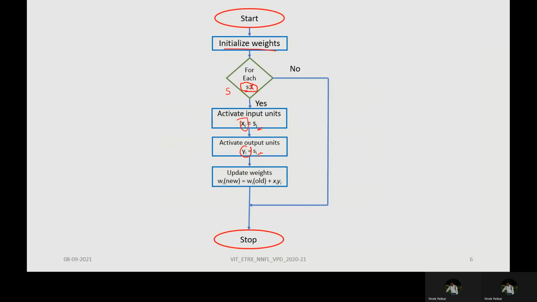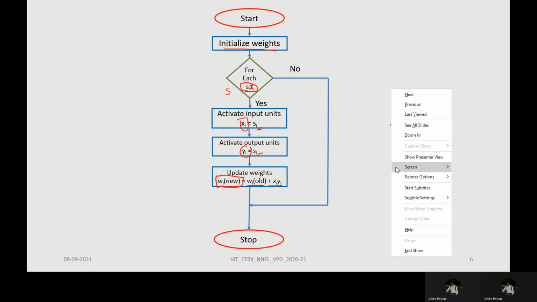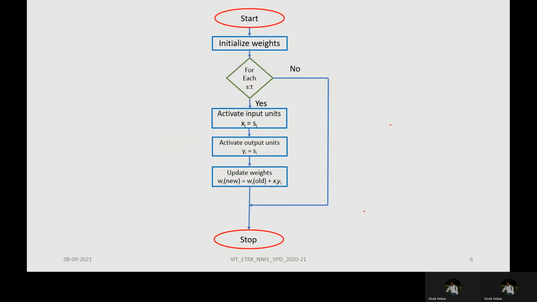It will not keep checking any stopping condition. For all the samples, it will update the weights once and generate a final weight matrix. That is all about the flowchart. Here, please understand that this is nothing but the Hebbian rule.